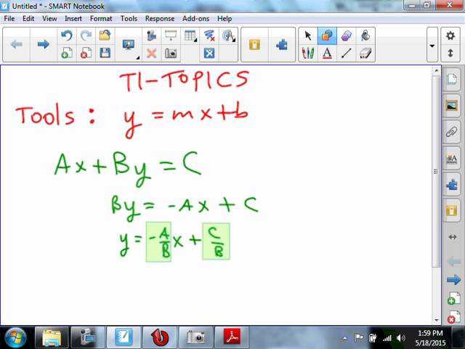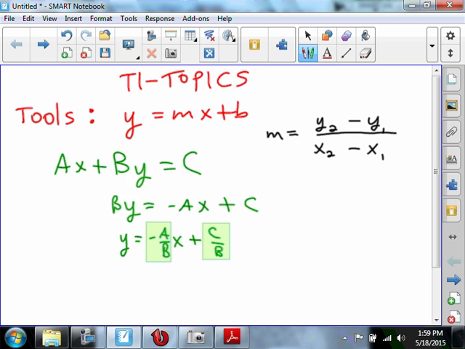Two more tools that we'll use here. One of them is the formula for slope, and I think everybody knows that. The slope formula says that to calculate slope, it's a fraction. In the numerator we have y subscript 2 take away y subscript 1, divided by x subscript 2 take away x subscript 1, right?